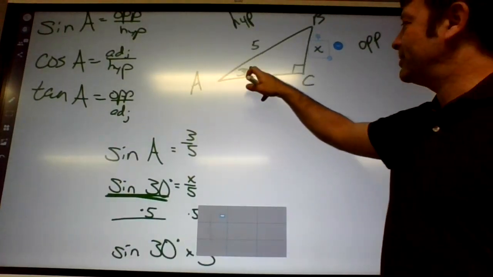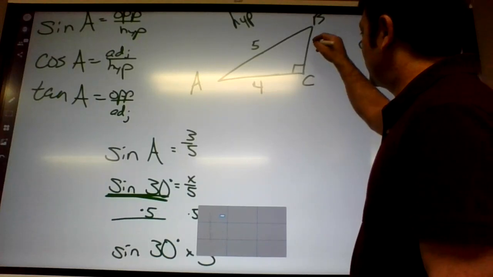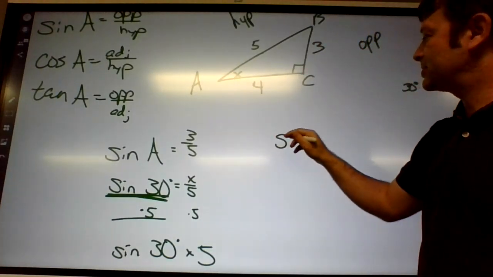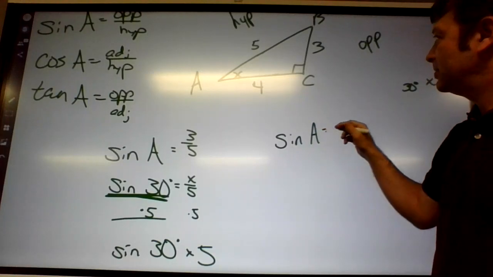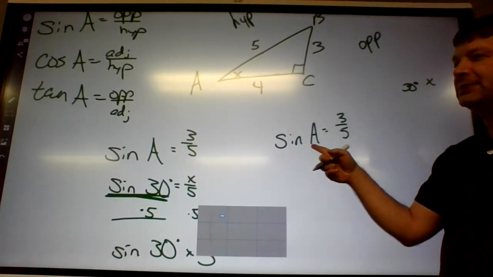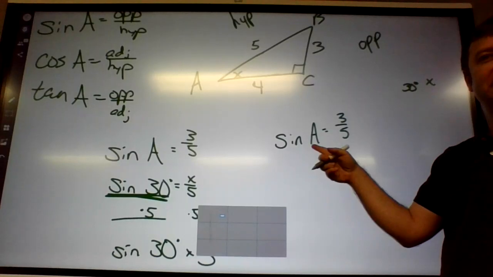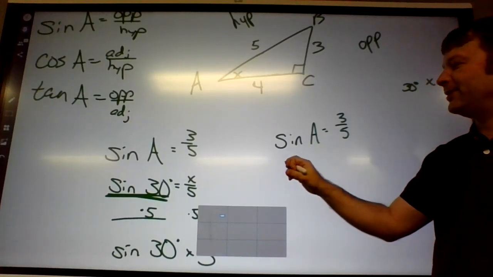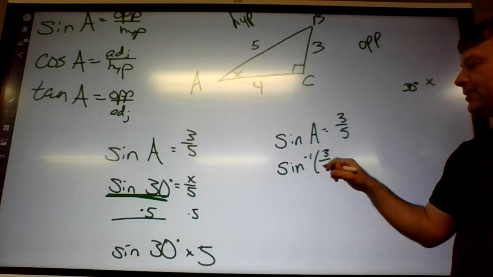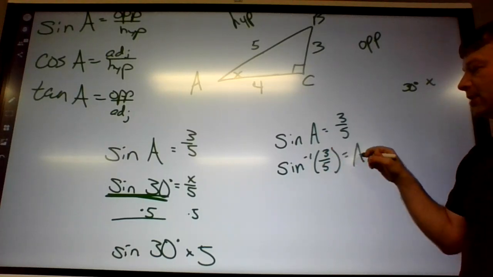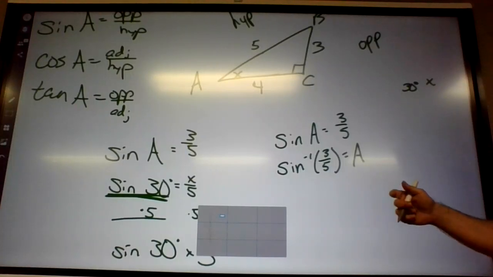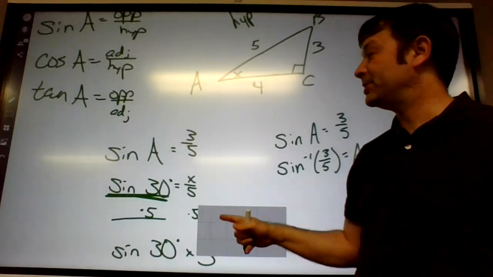And then sometimes we know the sides, but they ask us to find the angle. So in this case, sine of A equals 3 over 5. How do we figure out what this angle is? You guys forget? If you do sine inverse of 3/5, that will give you angle A. Okay, so those are the three main things that we do.